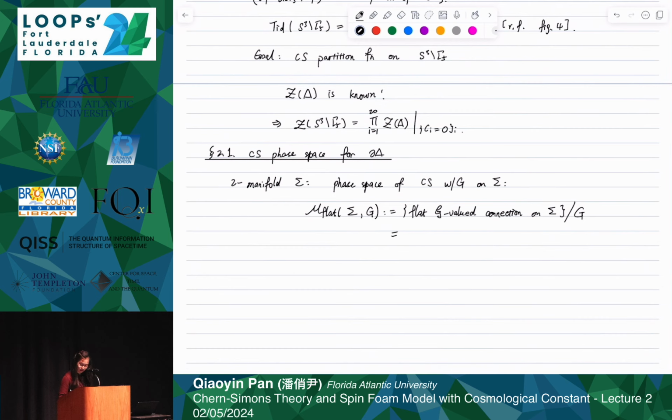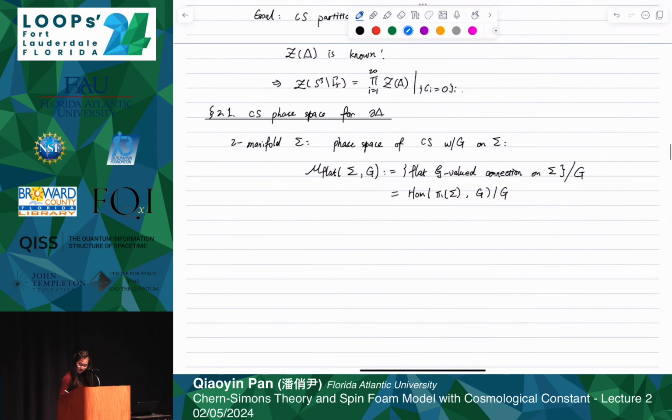And this is proved to be isomorphic to the homomorphisms from the fundamental group of this two manifold to the group G, quotient by G. Basically you can understand this homomorphism as the holonomy, which is a representation of the fundamental group. And this quotient is by the gauge.